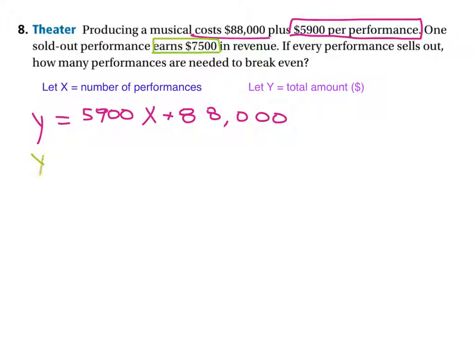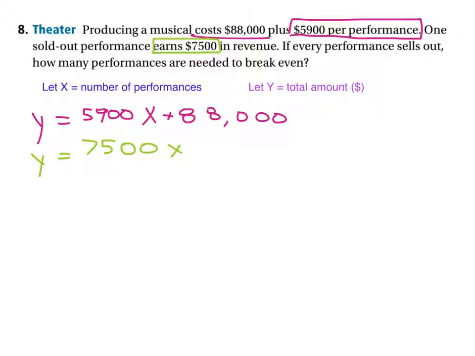Now, how much do you earn? Money brought in, also going to be a dollar amount. That's why I just said total amount in dollars right there, because in one equation, it's money paid out, another equation, it's money brought in. But Y equals, how much are you bringing in per performance? You're bringing in $7,500 per performance. And you're not bringing in any extra one-time cost, so you don't have any constant sitting here at the end. So there are your two equations. Now you have a system of equations. Now you can put them together and solve it.